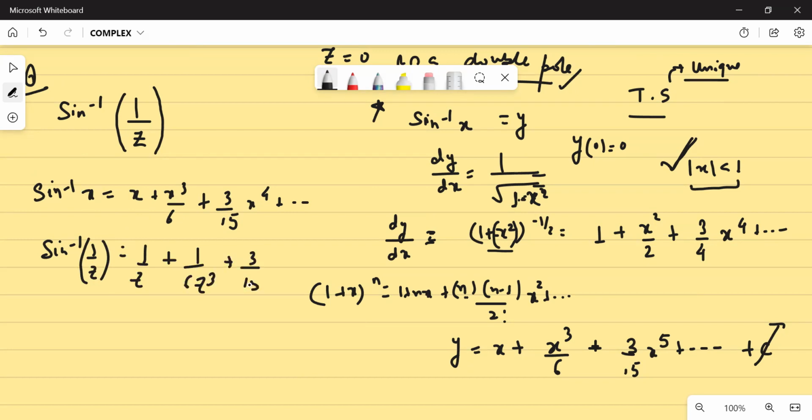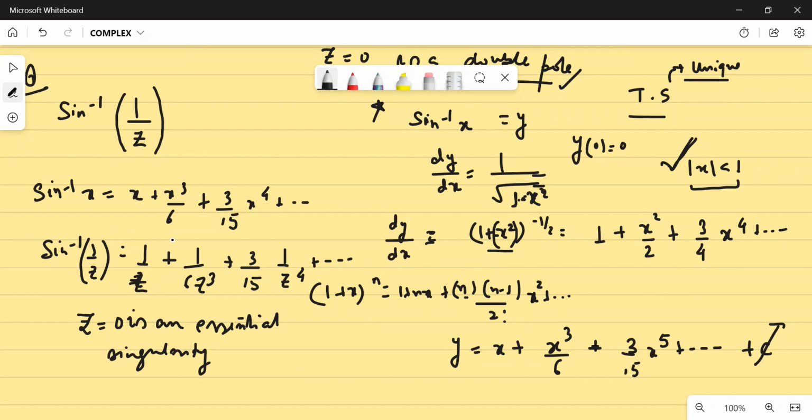Now looking over it, tell me what sort of singularity is z equal to 0? It is an essential singularity. Yes or no? Yes. Because you cannot associate a pole of definite order. If you multiply it with z raised to power 4, let's say, z raised to power 4 when multiplied with this gives you z cube, when multiplied with this will give you some 1 over 6z, and this will give you 3 by 15. But what about higher order terms?